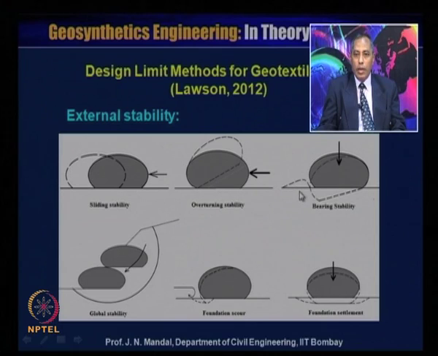And here is the bearing stability. You can see how this bearing failure may occur in a geotextile tube. Or you can place one geotextile tube on top of another geotextile tube, and there is a possibility of global stability failure. Or you have to check that foundation scour may occur here. Or foundation settlement may occur. So, these are some of the external stability aspects which you have to take into consideration in the design limit.